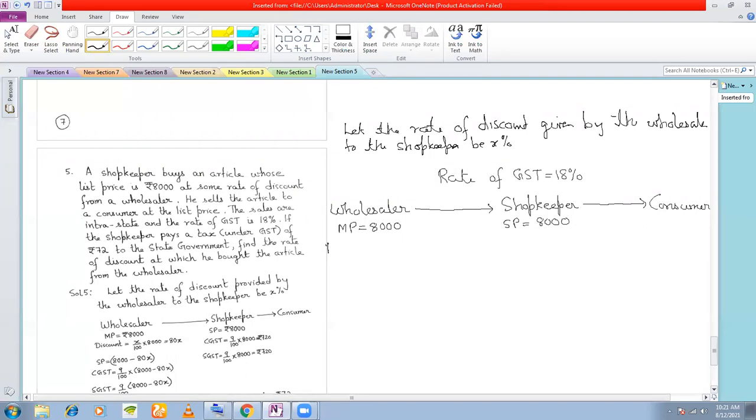Then what is the discount he's providing? X% of 8,000. That means 80x. This is the discount that he's giving. Therefore, what should be the selling price? Mark price minus discount, right? This is the selling price.